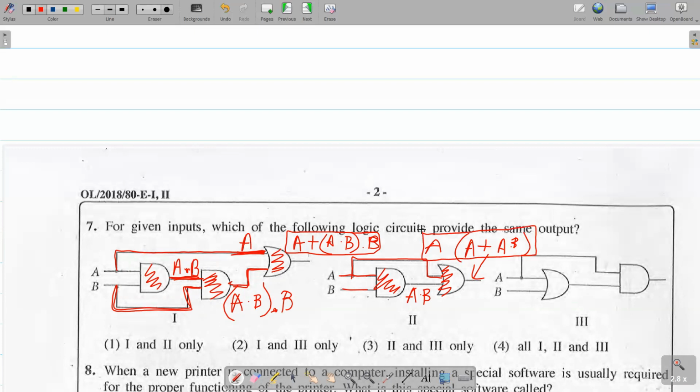Third equation, this is an OR gate. So A plus B goes from here, and from here it gives you A.